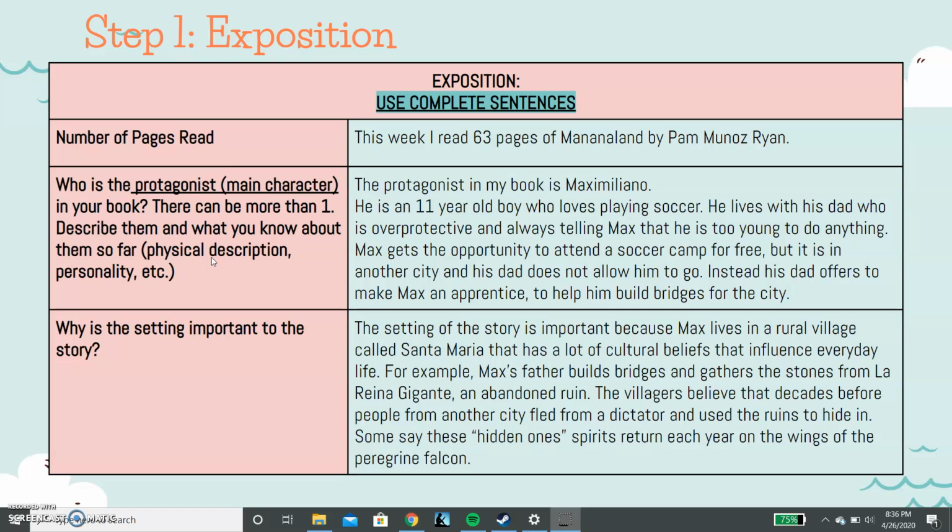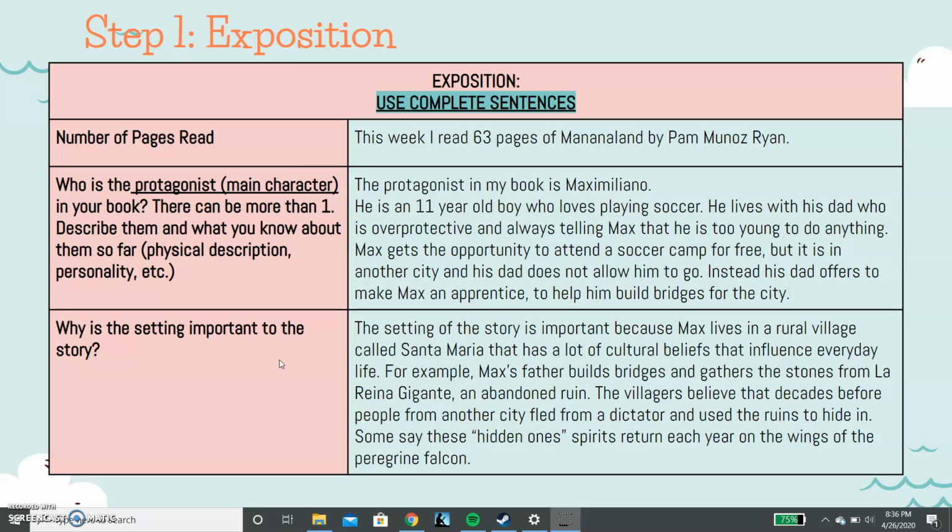Describe them for me. What do they look like? What is their personality like? What are they struggling with? Notice how many sentences I wrote here about my main character. Why is the setting important to your story? The reason why stories are set in different places is because that's going to influence the plot in some way.